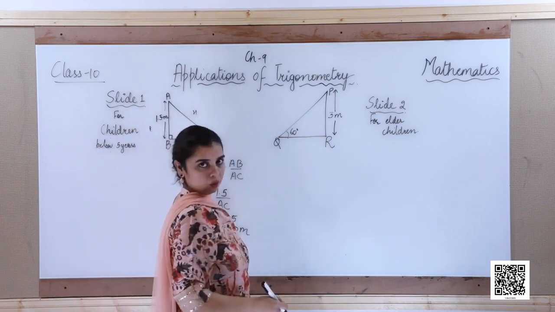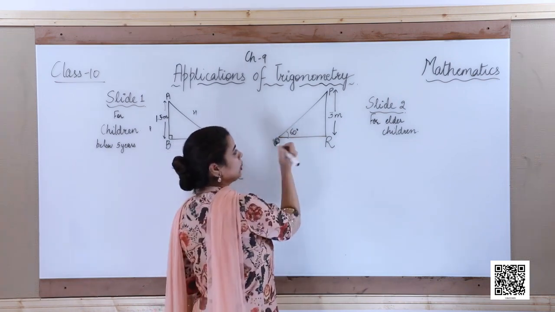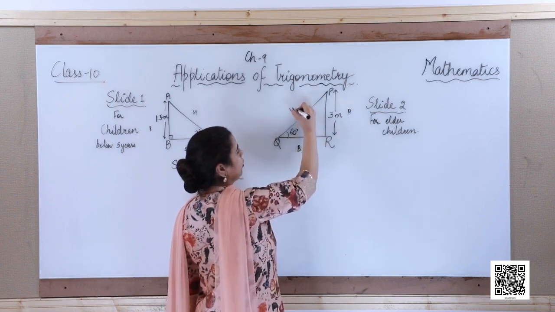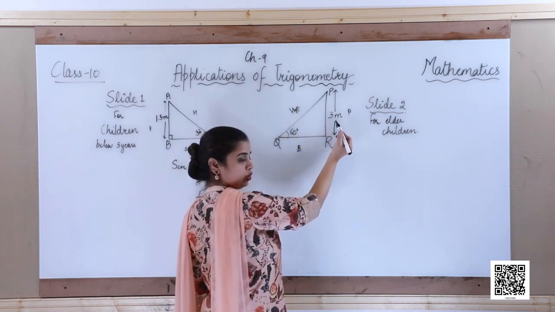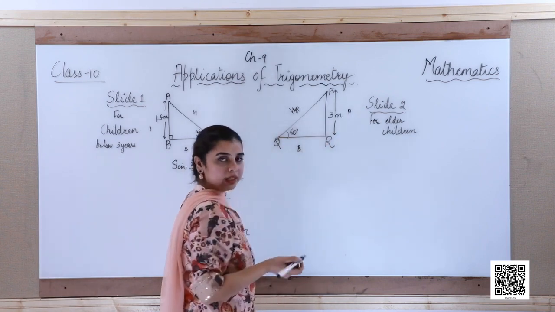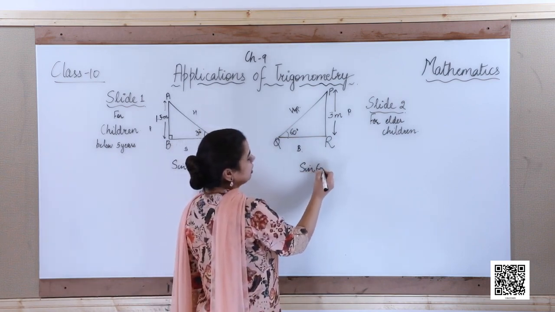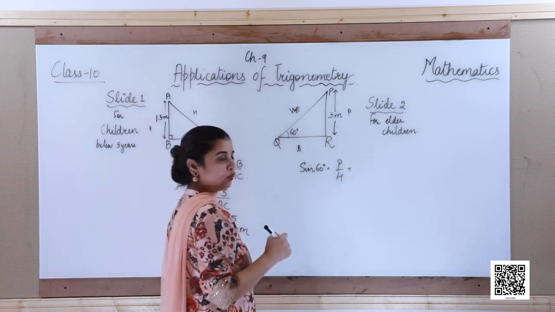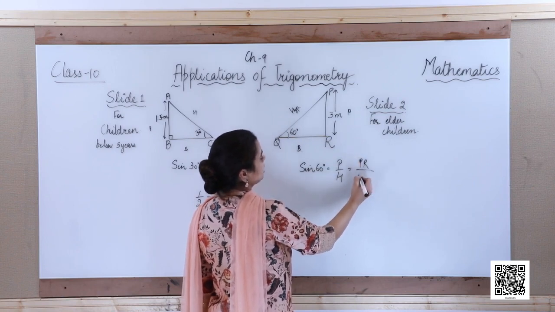Now what about slide 2? Now in case of slide 2, again we are given this angle, and with respect to this angle, this is perpendicular, this is base and this is hypotenuse. So which T ratio connects this side which is given, that is perpendicular, with the hypotenuse that we have to find? That T ratio is again sine. So sine of 60 degree is equal to perpendicular upon hypotenuse, and in case of this triangle, its name will be PR upon hypotenuse is PQ.